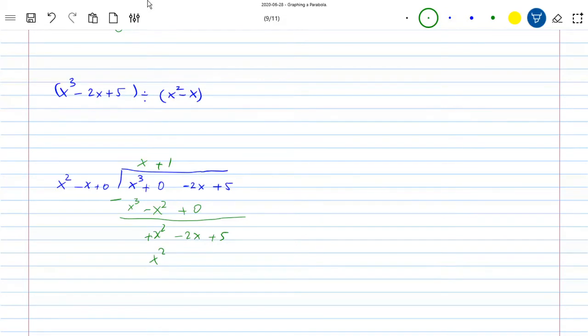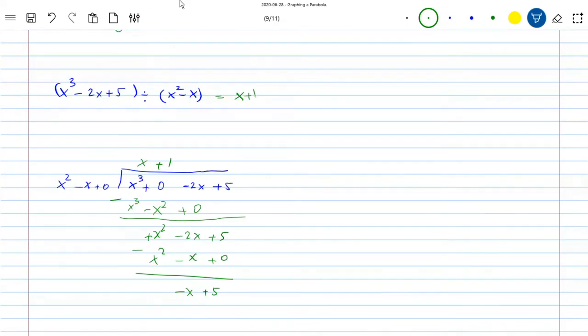1 times x, negative x is negative x. 1 times 0, 0. Subtract them. These two will cancel out. Minus 2x minus x is negative x. And plus 5. So what is the outcome of this division? The outcome is, if I divide those two polynomials, I should get x plus 1. But there is a remainder.